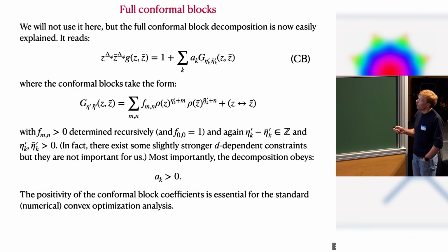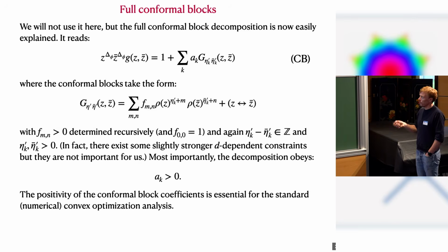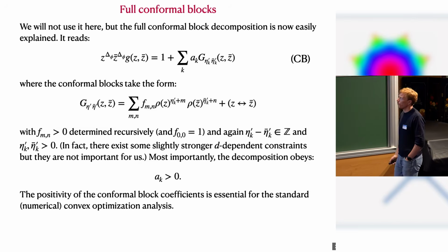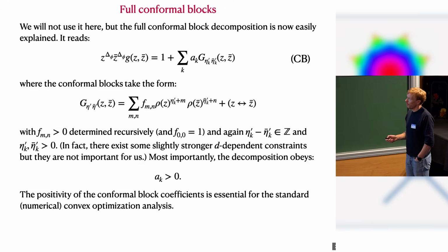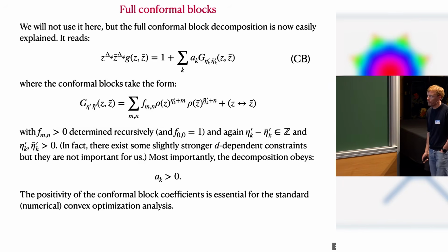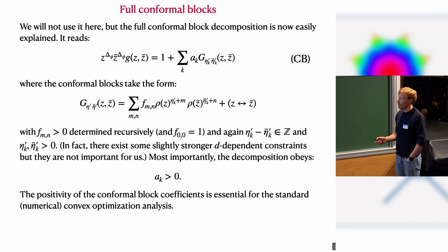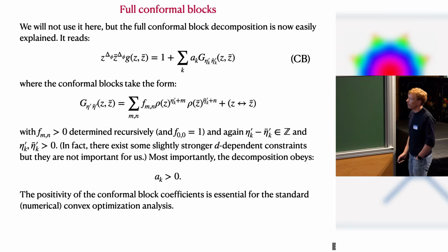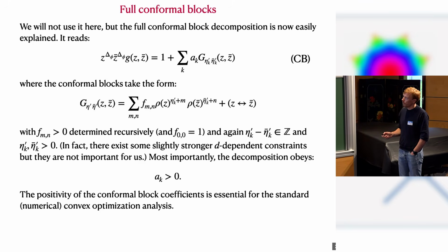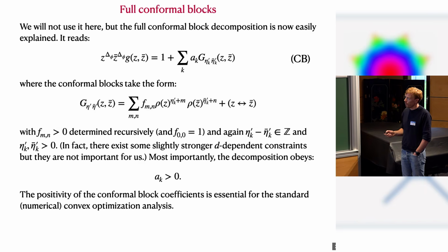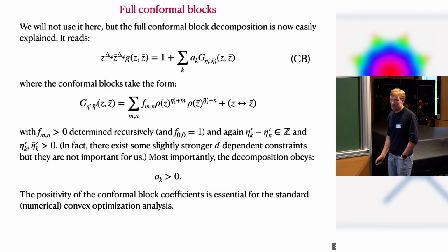So here the primes I just added for the conformal block decomposition to not mix them with the eta and eta bar without primes for the rho decomposition. And these exponents are still positive. In fact, there are slightly stronger D-dependent constraints, but they're not important for what I'm going to say. So this lower bound 0 is not optimal. Given a space-time dimension D, I can give you slightly stronger bounds. And one other thing I should have put in the notation is that the conformal blocks also depend crucially on the space-time dimension D. So these coefficients depend on D as well.